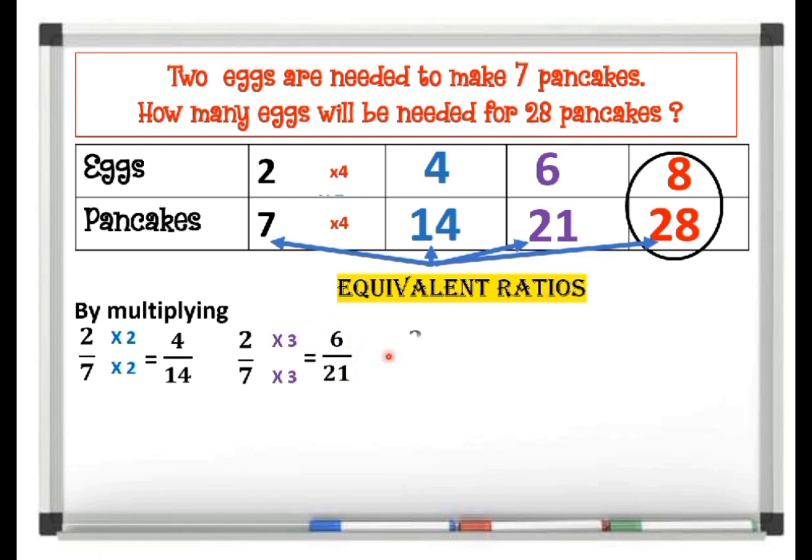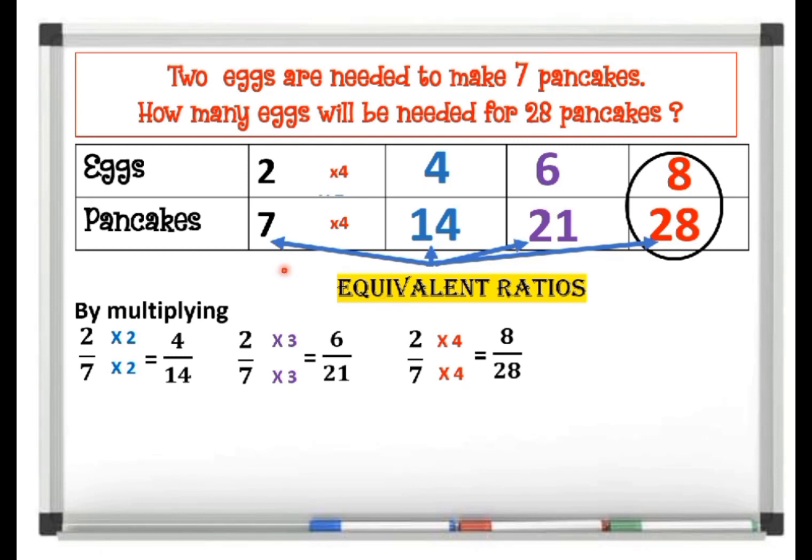And then, we multiply 2/7 by 4. 2 times 4, the answer is 8. 7 times 4, the answer is 28. So, meron tayo ditong 8/28. Now, we can say that 2/7, 4/14, 6/21, and 8/28 are equivalent ratios.